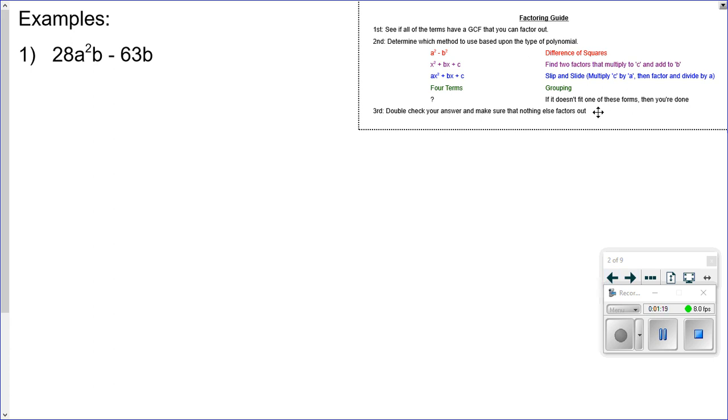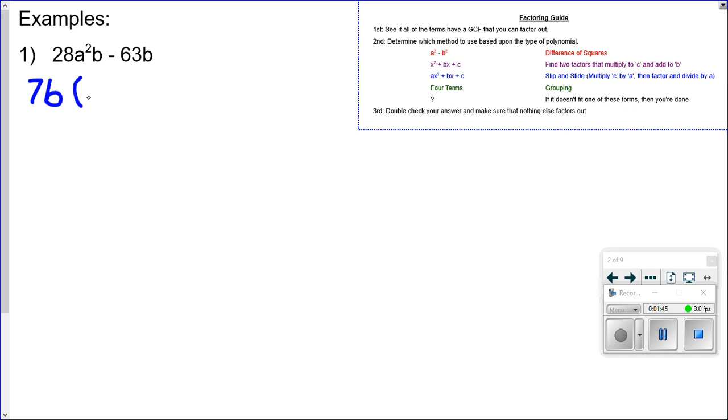So here's example number 1. I've left the little factoring guide up here in the upper right hand. You can follow along with that. So if I look at this, step 1 says, see if there's anything that can factor out of this. So if I look at this, I recognize that I can factor out a 7b. So that's what I'm going to do first, is divide both terms by 7b. So I'm going to divide out a 7b.